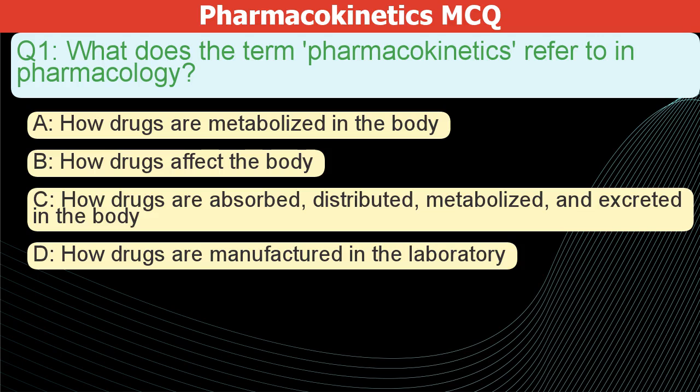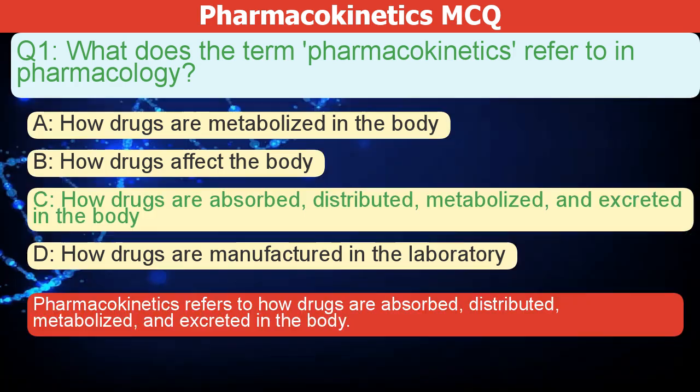What does the term pharmacokinetics refer to in pharmacology? A. How drugs are metabolized in the body. B. How drugs affect the body. C. How drugs are absorbed, distributed, metabolized, and excreted in the body. D. How drugs are manufactured in the laboratory. The correct answer is C. Pharmacokinetics refers to how drugs are absorbed, distributed, metabolized, and excreted in the body.